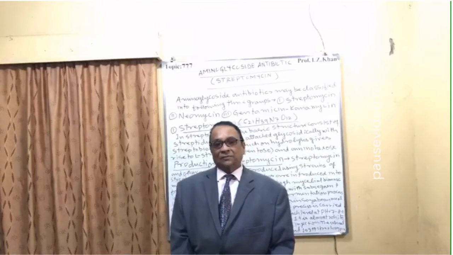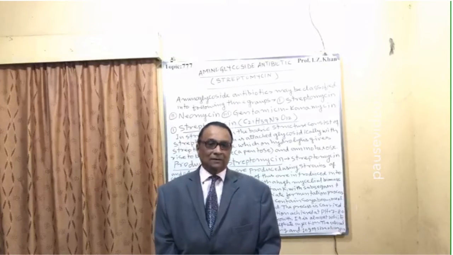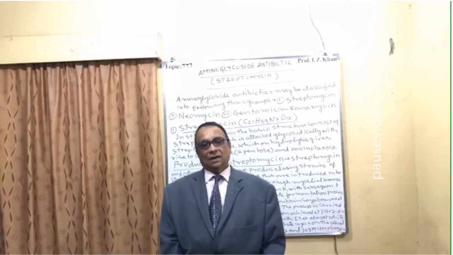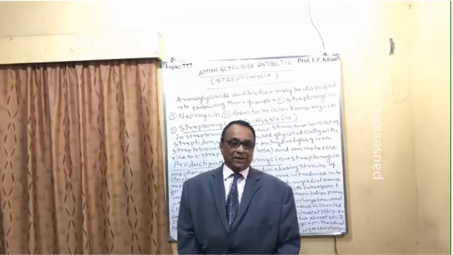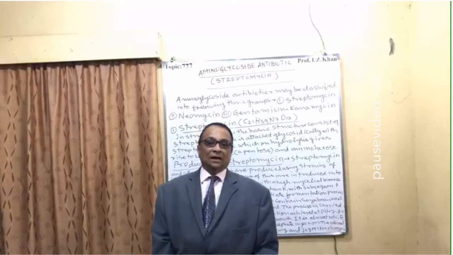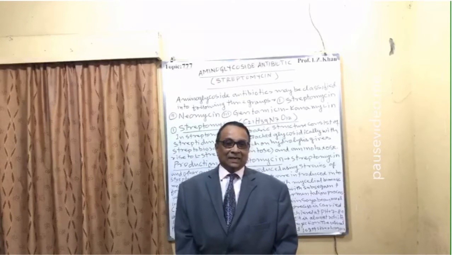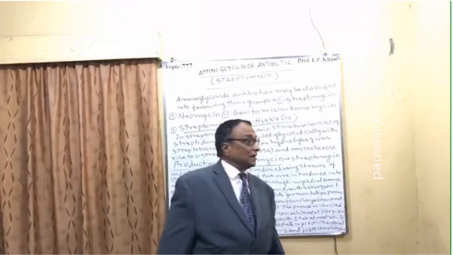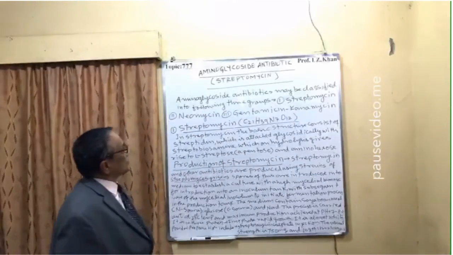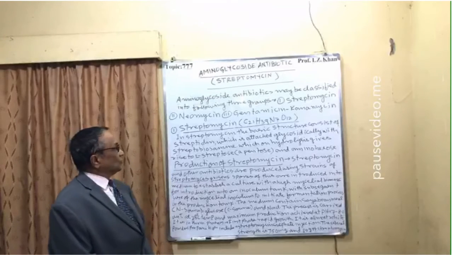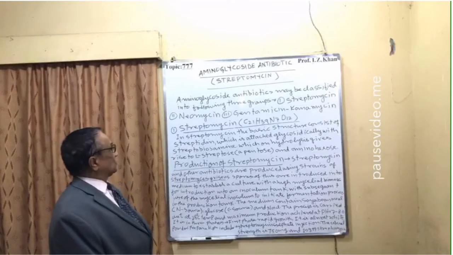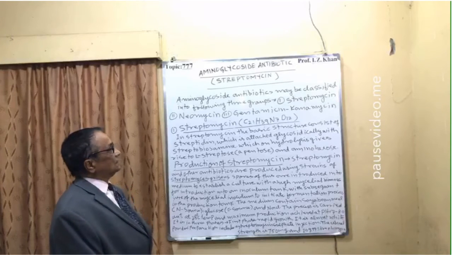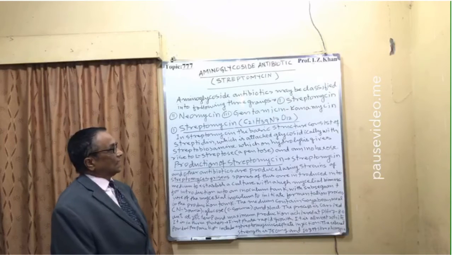and it is manufactured by the same process of fermentation, and finally it is obtained as a white powder, and that one is changed into streptomycin sulfate, which is highly soluble in water, and it is given in the form of injection in 750 mg and 1 gram of streptomycin. So here the aminoglycoside antibiotics may be classified into the following 3 groups: one is streptomycin, second is neomycin, and third one is gentamicin, and that is your kanamycin.